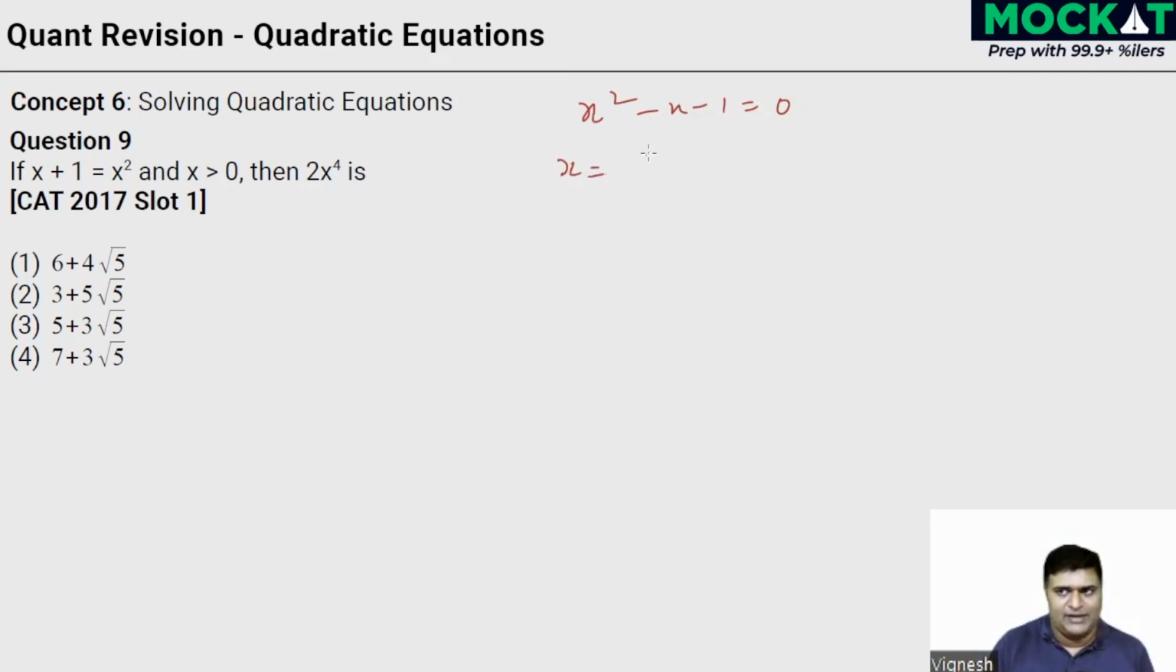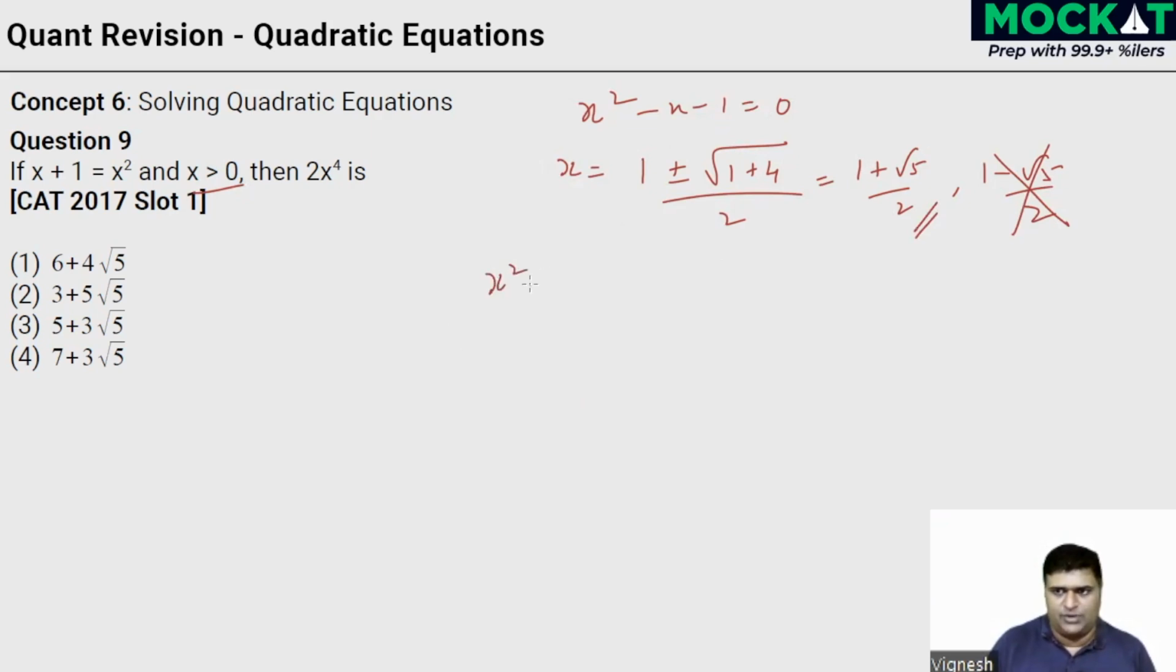x equals minus b, minus of minus 1, it's a plus 1, plus or minus root of b square minus 4ac. Minus 4 into 1 into minus 1 is a plus 4, divided by 2a. So my roots are going to be 1 plus root 5 by 2, or 1 minus root 5 by 2. Now 1 minus root 5 is going to be negative, but x is given as greater than 0. So this is not what we want. It's only this. We need to find the value of 2 into x power 4.